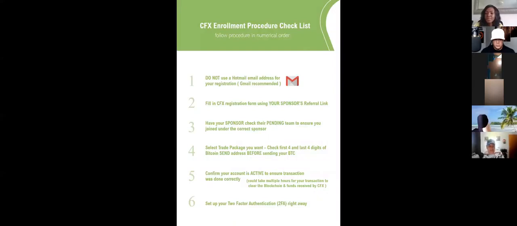So the purpose of this, you can see right at the very top, it says enrollment procedure, CFX enrollment procedure checklist. The reason that this has been put together very simply is because the platform is growing so quickly. One of the things that we want to do is preserve the mental health and well-being of everyone in the support staff. And we can do that very easily by following this checklist.